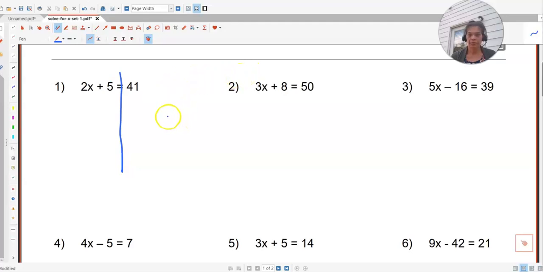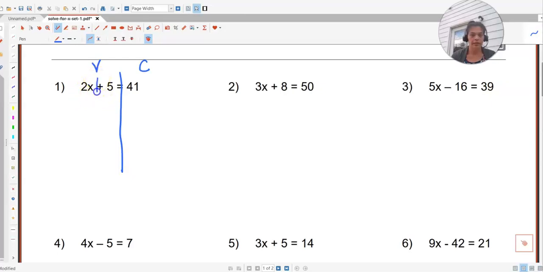So I see variable on one side. So I'm going to go right here on my left, mark it, that's my variable side. So this is where only my variables can be, and I need to isolate that variable. And my other side is my constant side. So all my constants, all my numbers that are without a letter, are going to go on to my right side.